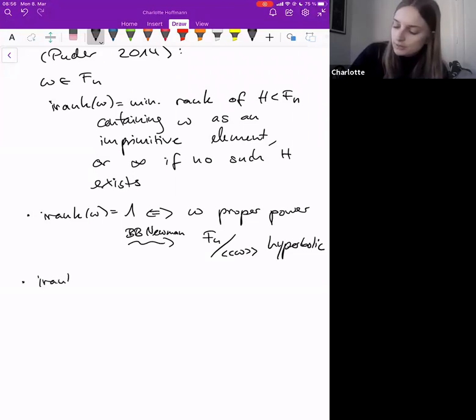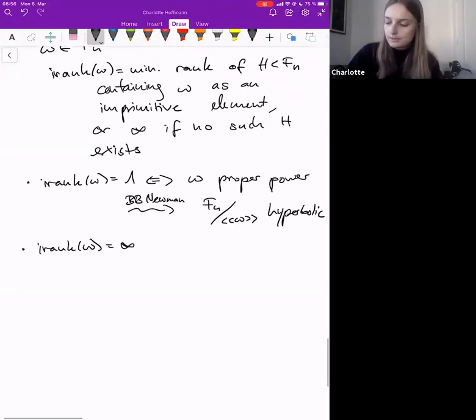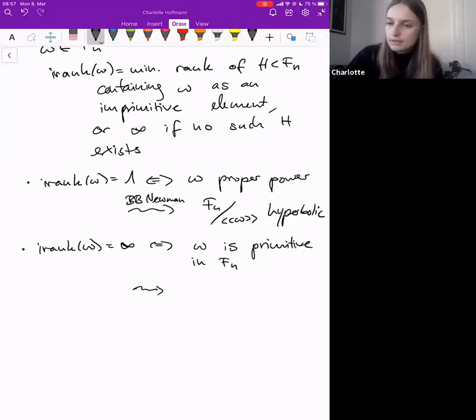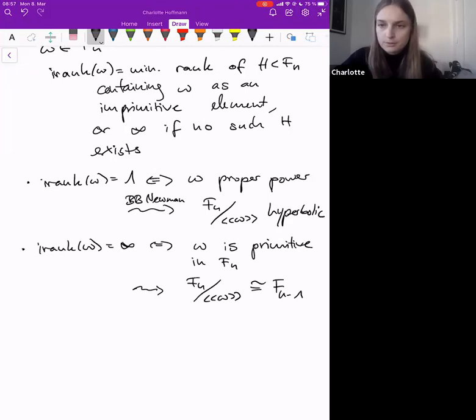Okay, what about the case where the I rank is infinity, where this means that W is a primitive word of Fn. So primitive in Fn, but then you can show that the one-relator group with relator W is isomorphic to the free group of rank n-1, and we already know that free groups are hyperbolic.